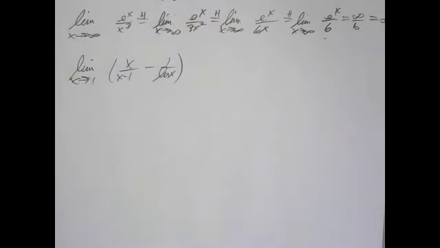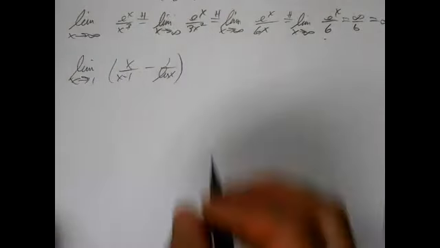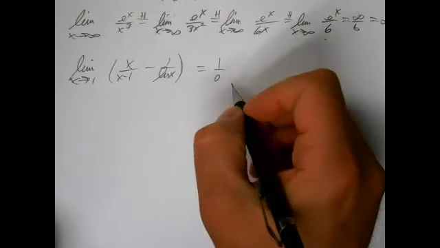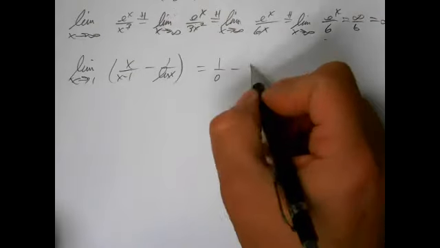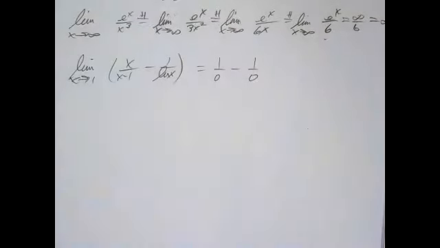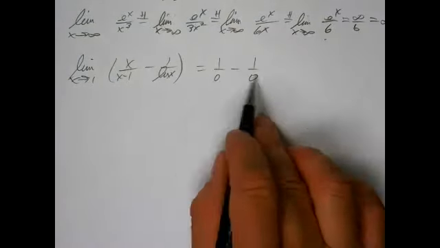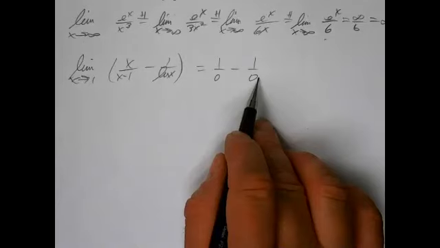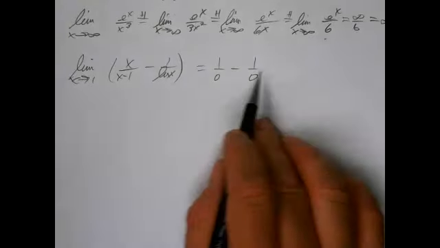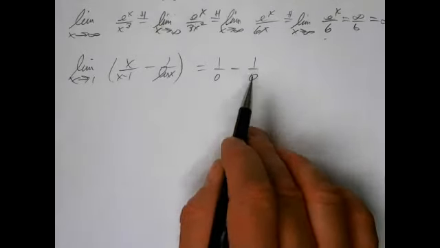Let's see what would happen if we were to plug and chug. If I just plug in the 1, I get a 1 over a 0 minus a 1 over a 0. All right. That implies that there is some sort of infinity minus infinity here. Now, if it's an infinity minus a negative infinity, that's not an indeterminate. Infinity minus infinity are the only indeterminates.